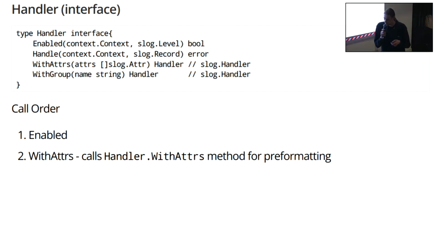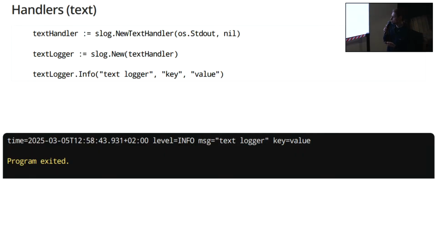So what is a handler? A handler is anything that implements these four methods: Enabled, Handle, WithAttrs and WithGroup. And how slog handles it is, it first calls Enabled to check whether the logger is enabled or not. This is the first optimization. And the second one is it calls WithAttrs to do some pre-formatting. So basically, you are able to do something with the attributes in a way you want before outputting them.